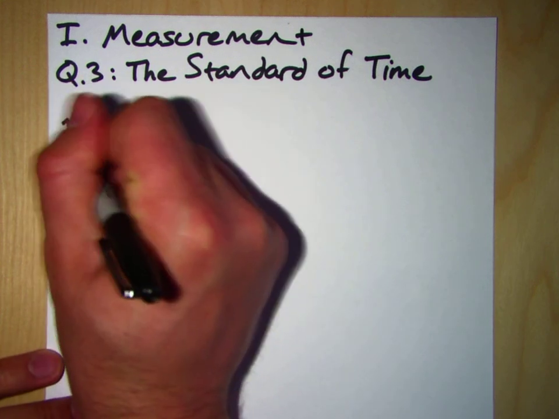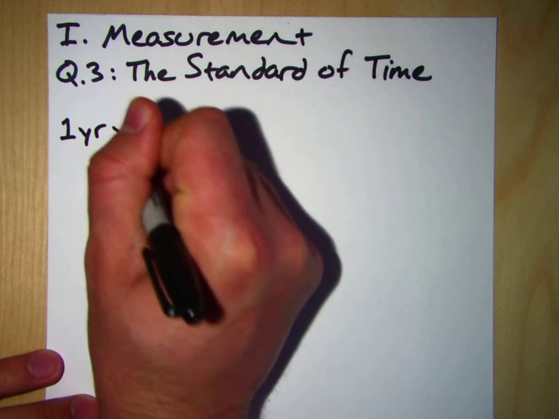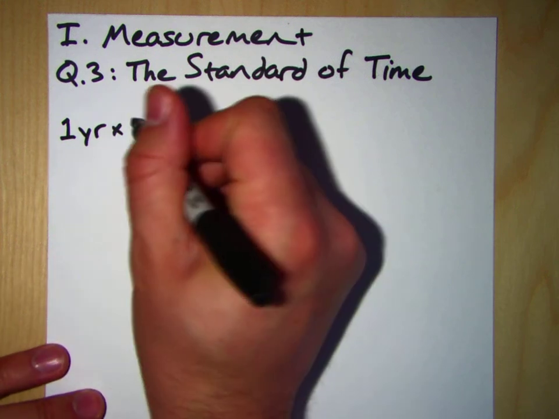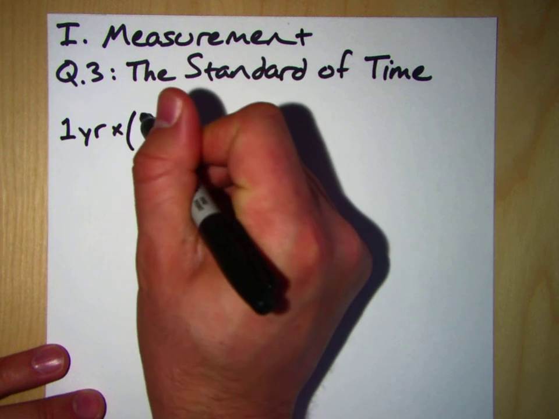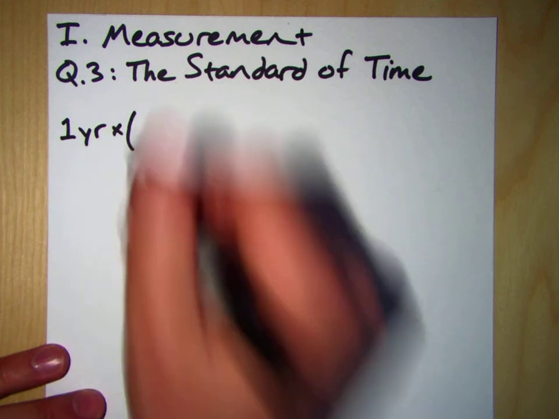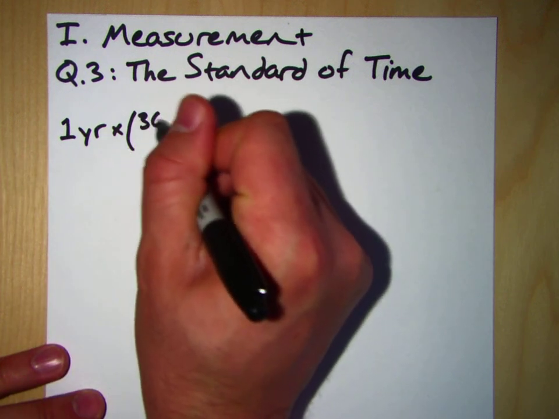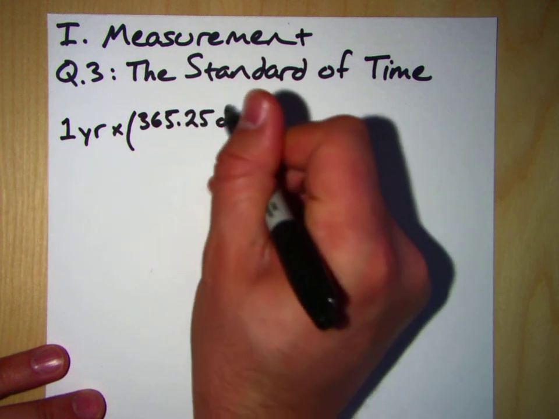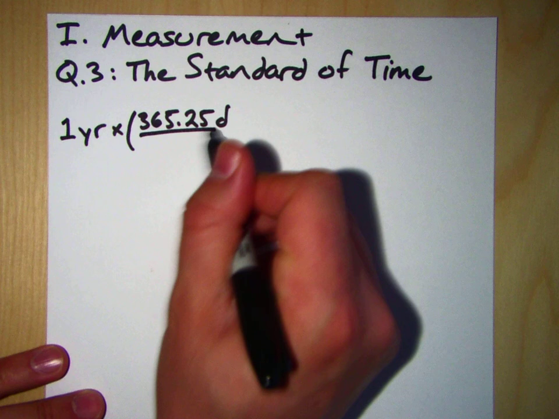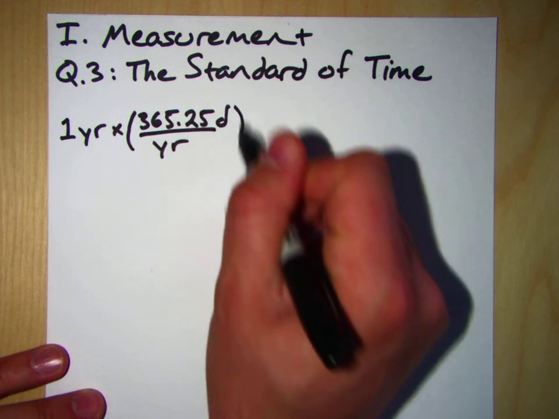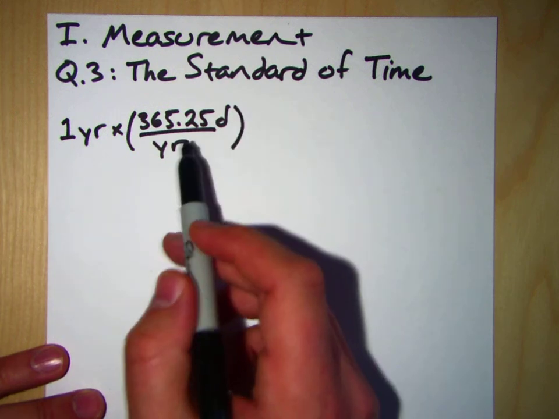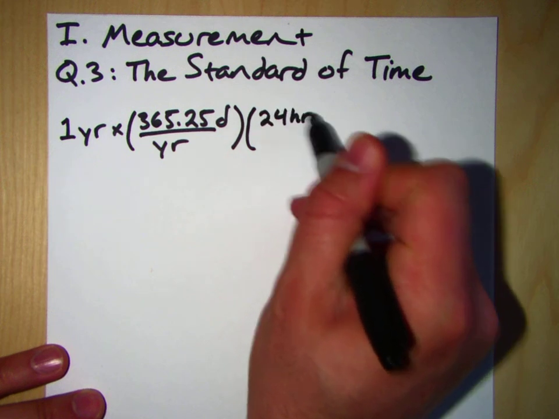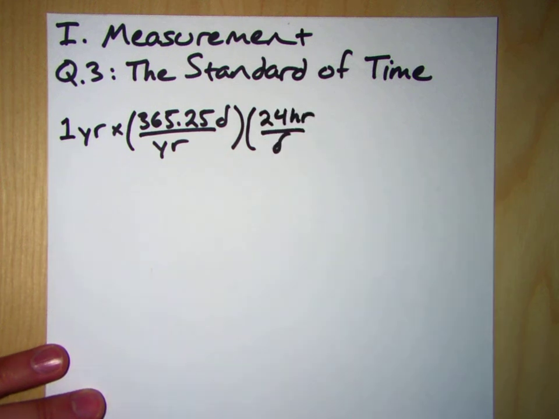So 1 year, and we're going to multiply this by a series of unit conversions to break it down into a number of seconds. So on average, we'll start with days in a year. On average there are 365.25 days in a year. Now moving from days to hours, there are 24 hours in a day.